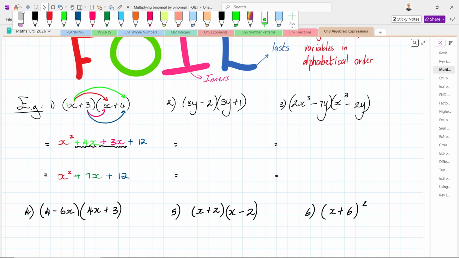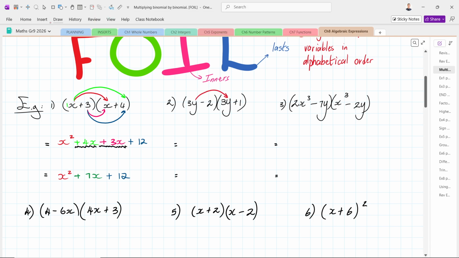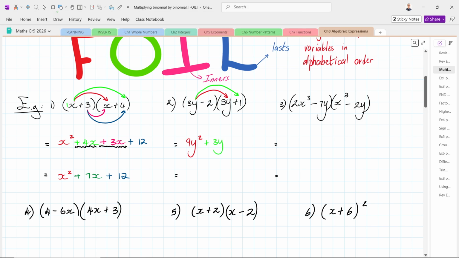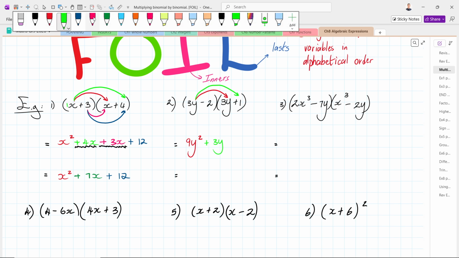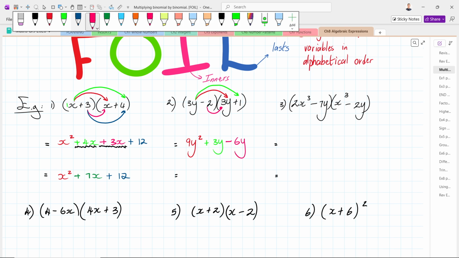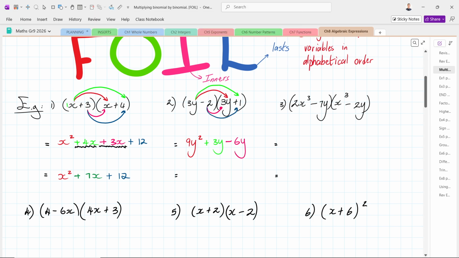Let's look at number 2. Same thing. First, positive times a positive stays positive. 3 times 3 is 9. Y times y is y squared. Then the outers, 3y times 1. Well, simple enough. Positive 3y. It's just timesing by itself. Then the inners, negative times a positive is a negative. 2 times 3 is 6. And y stays. And then the last, a negative times a positive is a negative. 2 times 1 is 2.